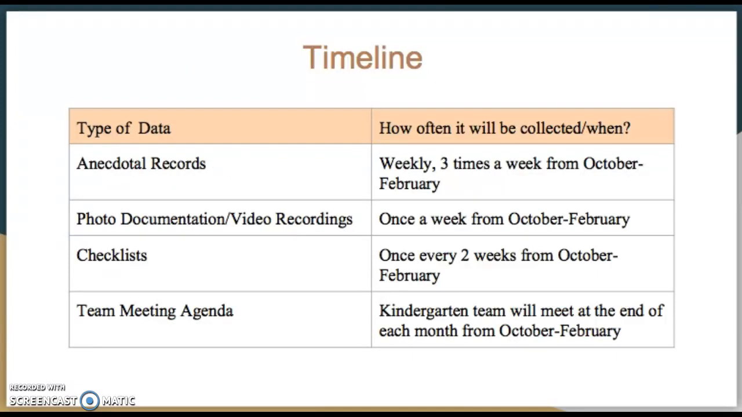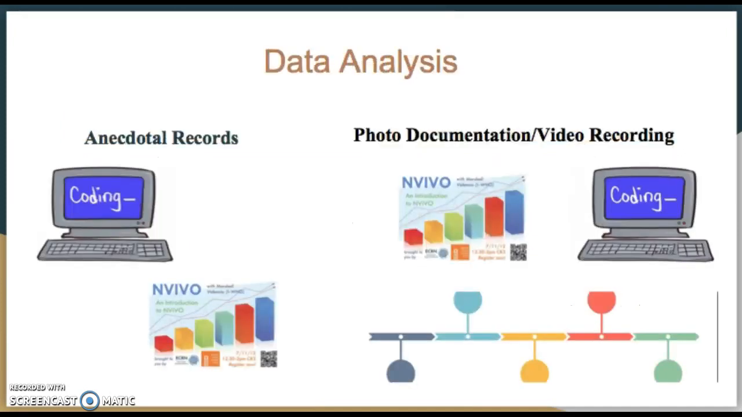For anecdotal records, for a timeline, this will occur weekly, so 3 times a week from October to February. The photo documentation and video recordings will be once a week from October to February. Checklists will be once every 2 weeks, and for the team meeting agenda, the kindergarten team will meet at the end of each month, starting in October and ending in February.